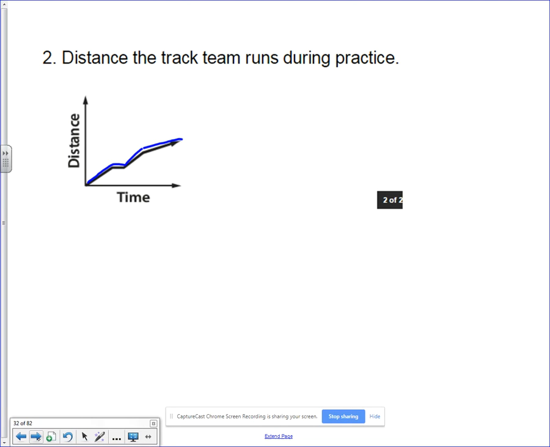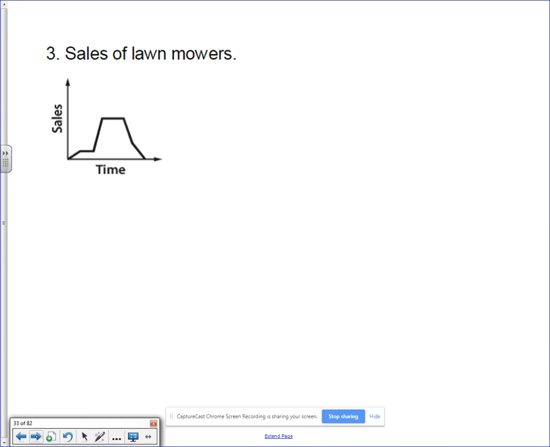We're going to skip the lawnmower problem. Do you want to do the lawnmower problem? Okay, we'll do the lawnmower problem. That's all right. That's all right.